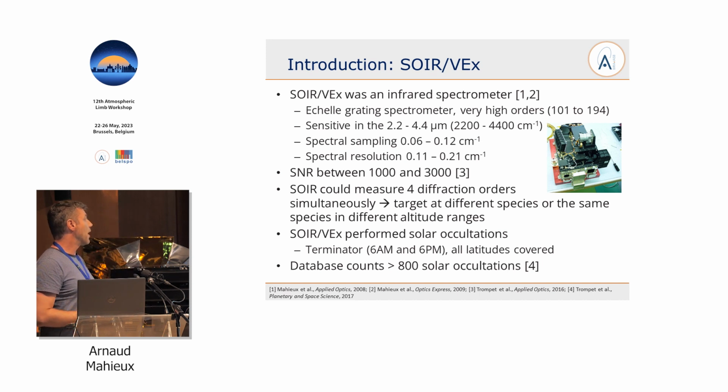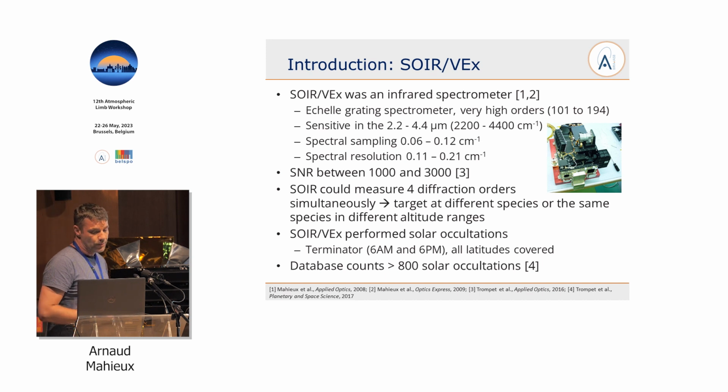Since we were looking at the sun, SOIR also had a very good SNR, varying between 1,000 and 3,000 depending on the order. And it had the capacity to measure four diffraction orders simultaneously during an occultation, meaning that we could either target four different species or the same species but at different altitudes.